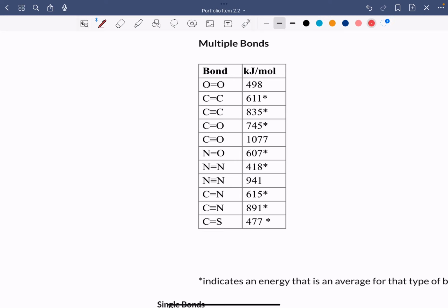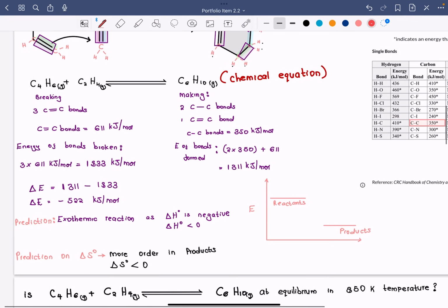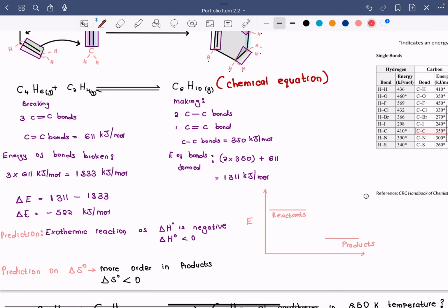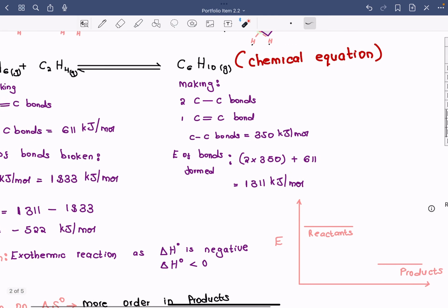A C to C double bond is 611 kilojoules per mole. So the total energy of the bonds that are broken is going to be 3 times 611 kilojoules per mole, and you get 1,833 kilojoules per mole, right?